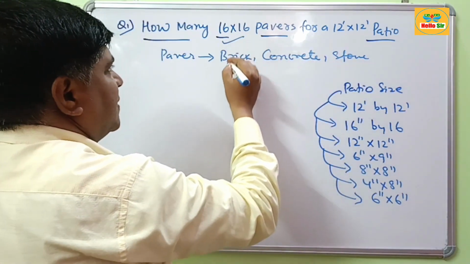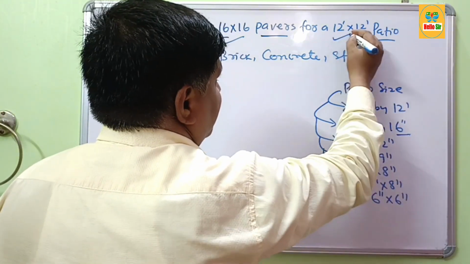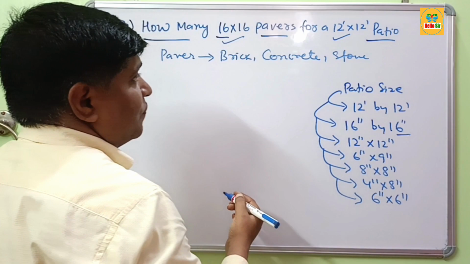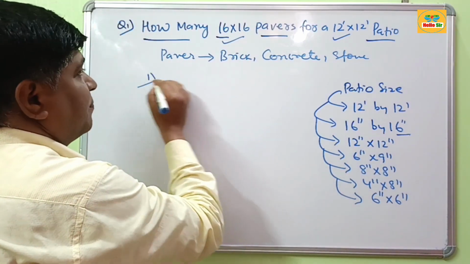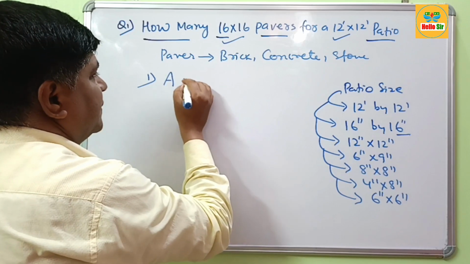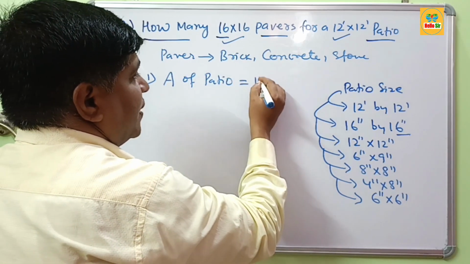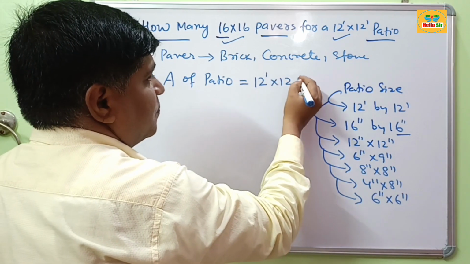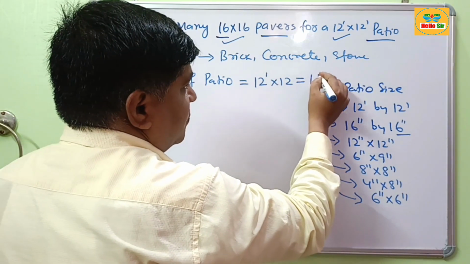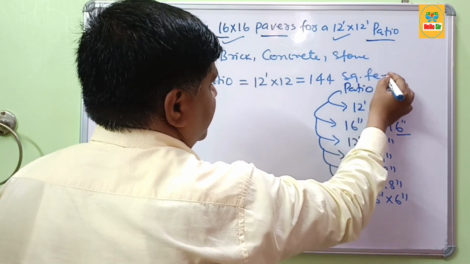What is the number of 16 inches by 16 inches pavers required for the formation of a 12 by 12 patio? First we determine how to calculate. First we determine the area of this patio. 12 foot by 12 foot, multiply this, and it comes to 144 square feet.